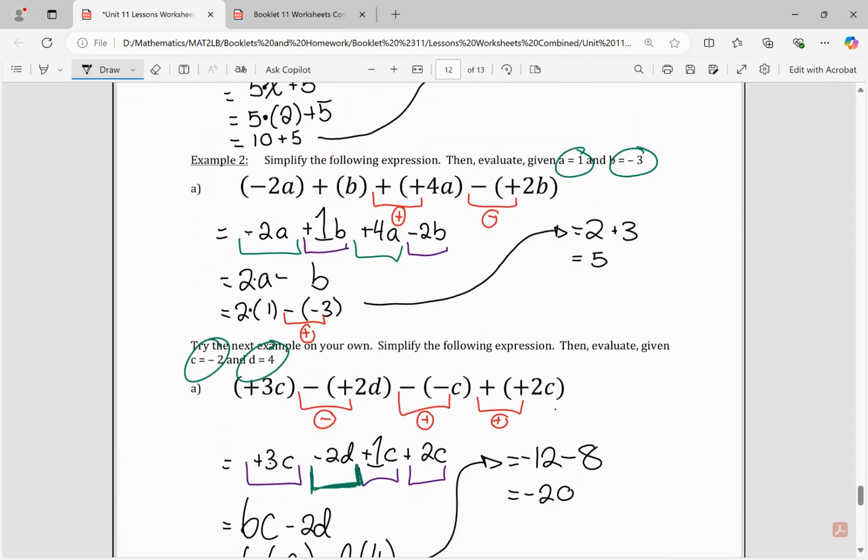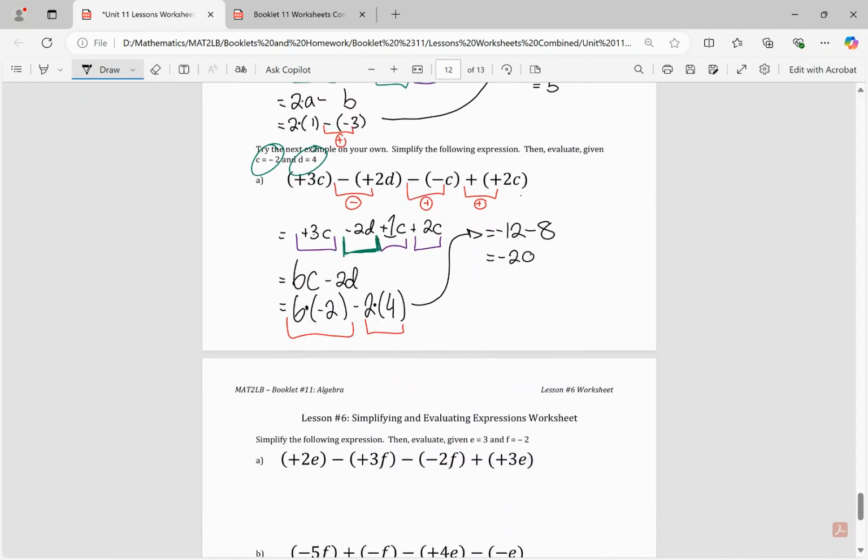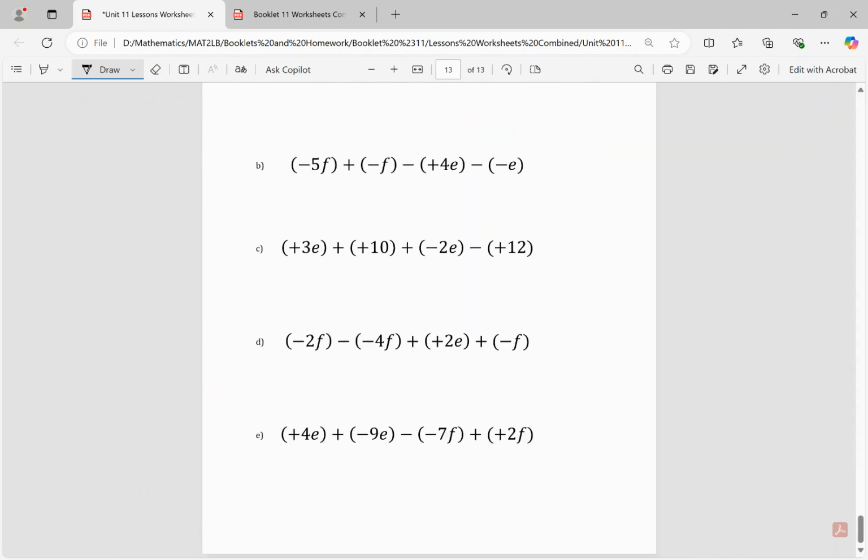All right, that's a tricky lesson. Definitely take the time to ask questions if you have them, and practice, practice, practice with the homework.